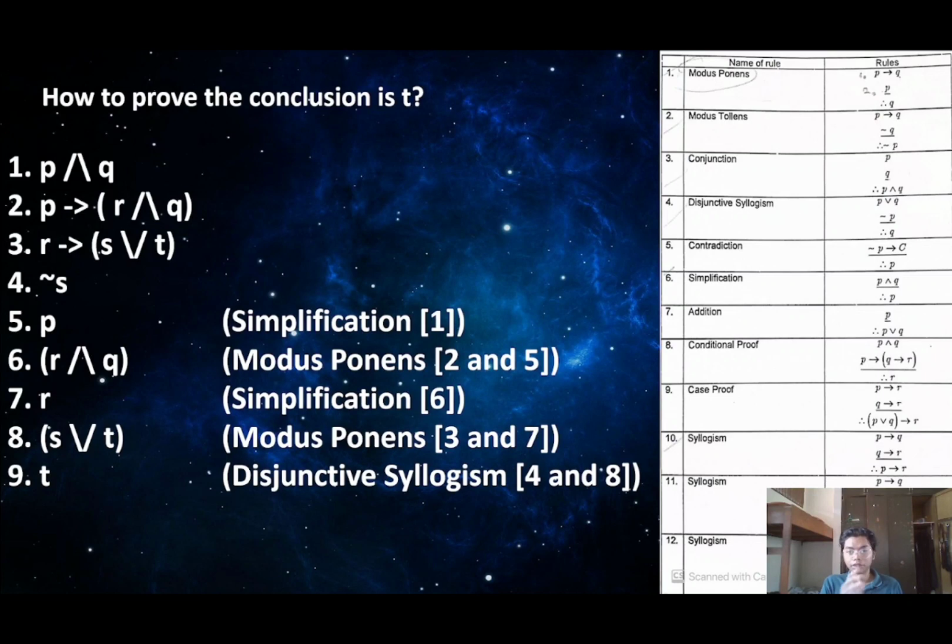Now, disjunctive syllogism. This is rule number 4, where if there are two hypotheses P or Q, and also not P, we can directly get Q. If we do the same for 4 and 8, which is not S and S or T, we could consider it quite the same, and in the end we can have T, which is the conclusion. So that ends my presentation for question number 3.